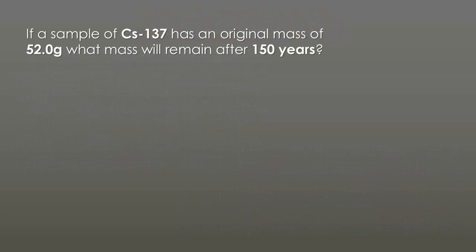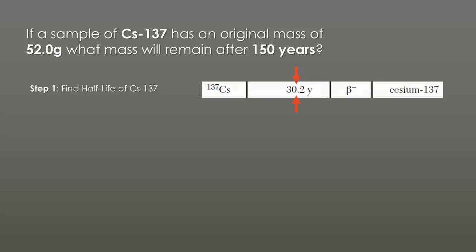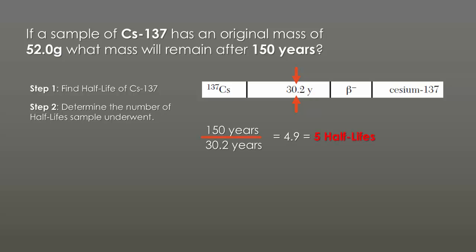So here's a question. If we have a sample of cesium-137, its original mass is 52 grams, what mass will remain after 150 years? To do this, we have to figure out the half-life of cesium-137. Looking on your reference table, it's 30.2 years. So we now need to determine the number of half-lives the sample underwent. If you take 150 years from the question, divide it by 30.2, you get approximately 5 half-lives.